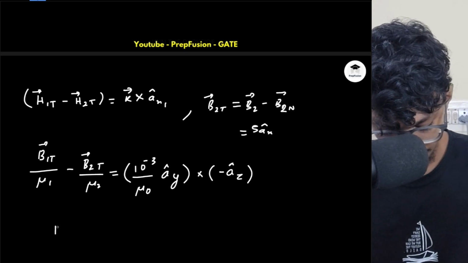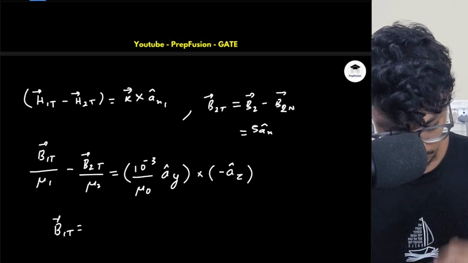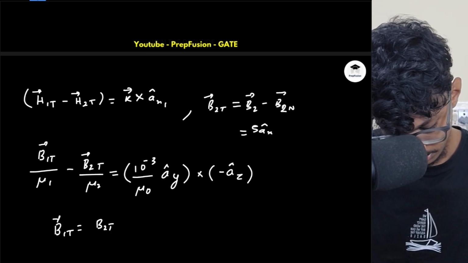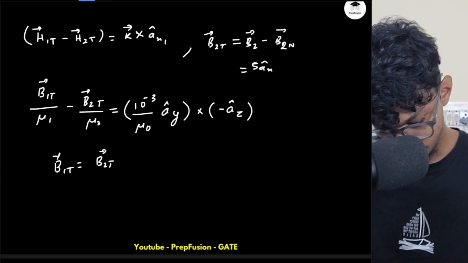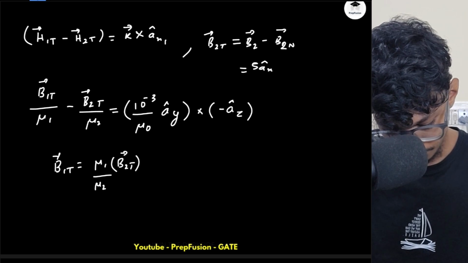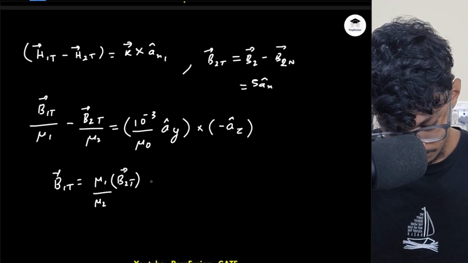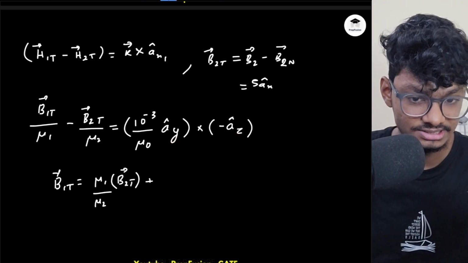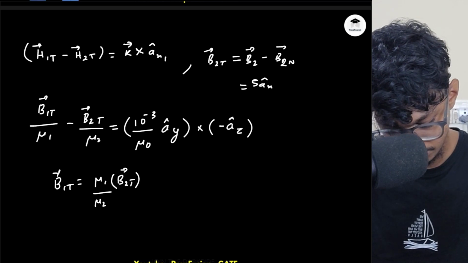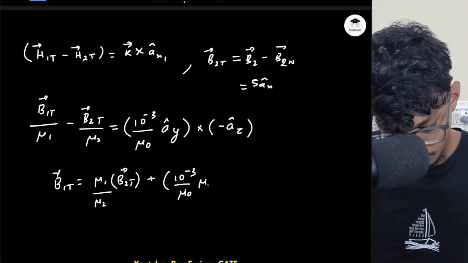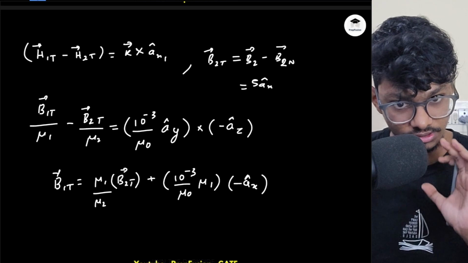So I need to find out B1t, right? B1t will simply be equal to B2t, this will go there, into mu1 divided by mu2, and this one will become what? ay cross az is plus ax, but there is a minus sign. It will be minus, this will be plus. This will be 10 raised to power minus 3 mu naught into mu 1 into minus ax. So you have to take care of the directions here.